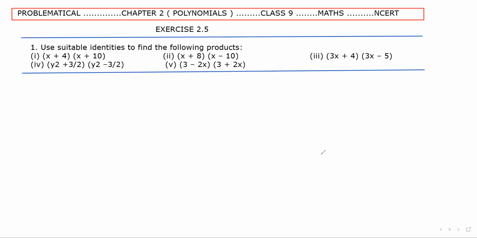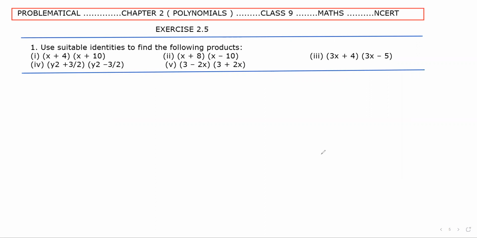We'll be discussing Chapter 2 Polynomials from Class 9th Maths NCERT. In the last class we covered exercise 2.4. Today we'll continue with exercise 2.5. The first question states, use suitable identities to find the following products.